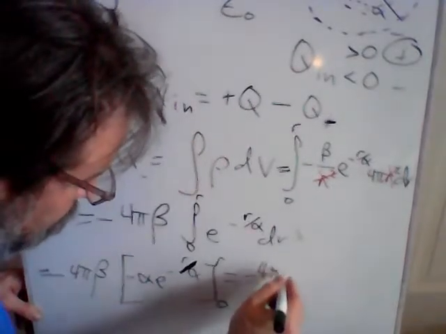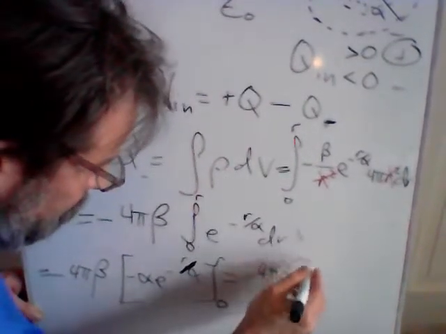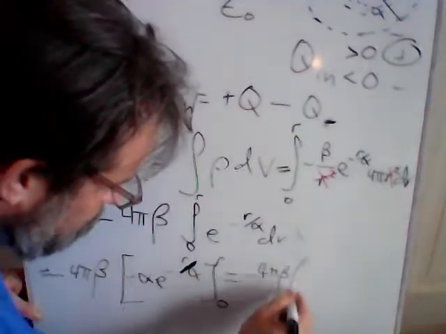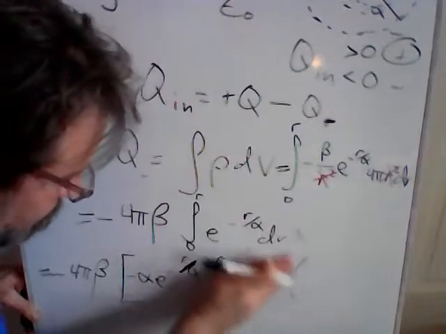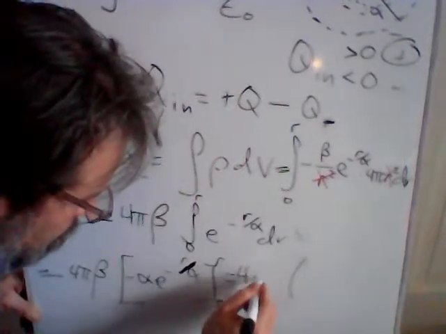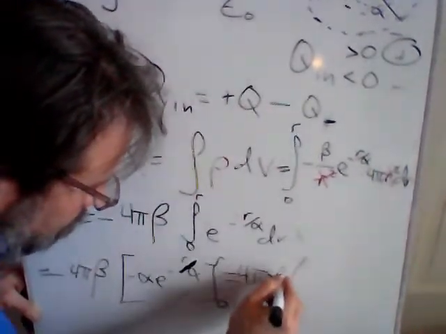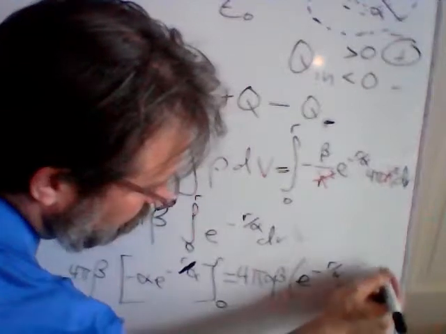Minus 4 pi beta. Now we plug in R. Oh, and the alpha should pop out as well. So we get 4 pi alpha beta. The minus alpha pops out. And then in here we have e to the minus R divided by alpha, minus 1. Because when you plug in 0, you get 1.